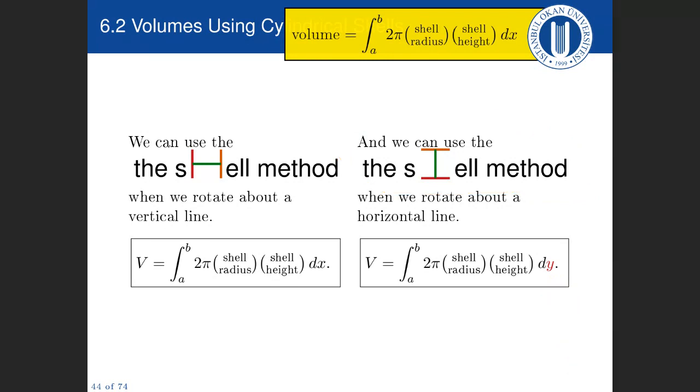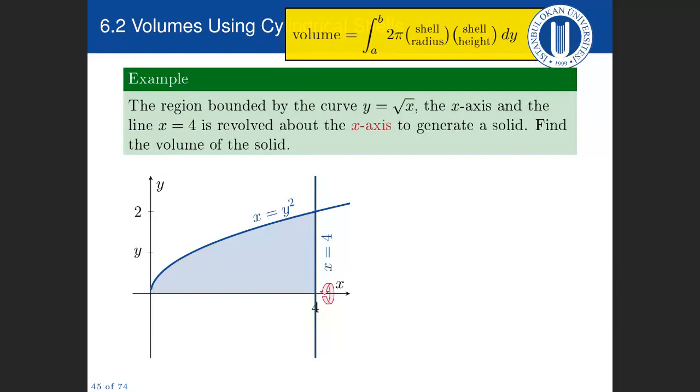I'm going to do an example of the shell method with rotating about a horizontal line. So in the next example, I'm going to be writing my capital H like this. The region bounded by the curve y equals the square root of x, the x-axis and the line x equals 4, is revolved about the x-axis to generate a solid. Find the volume of the solid.